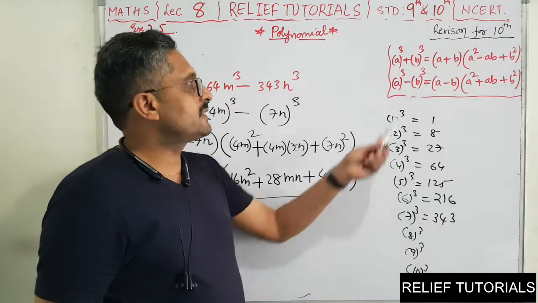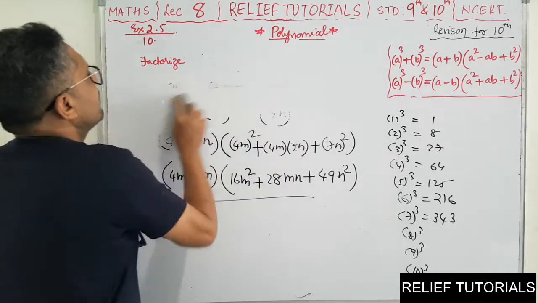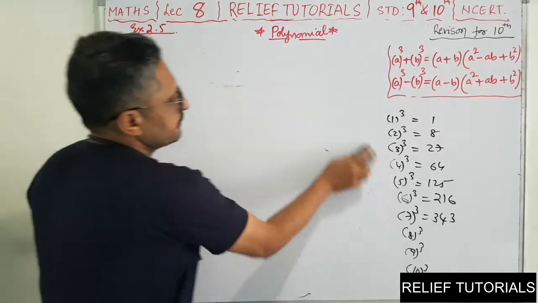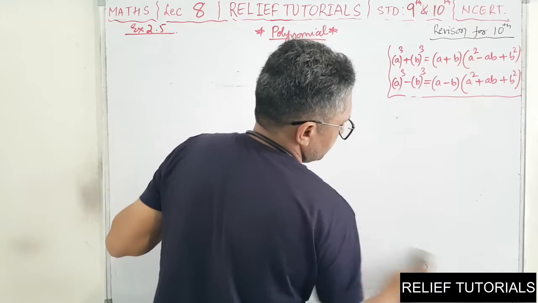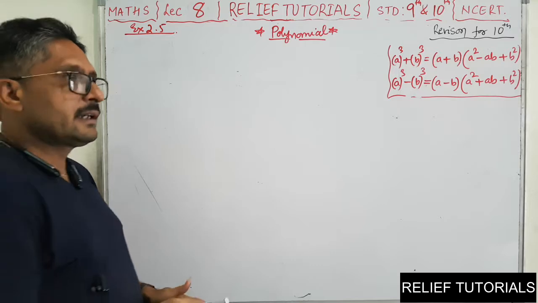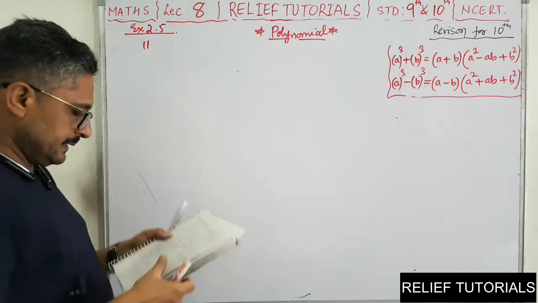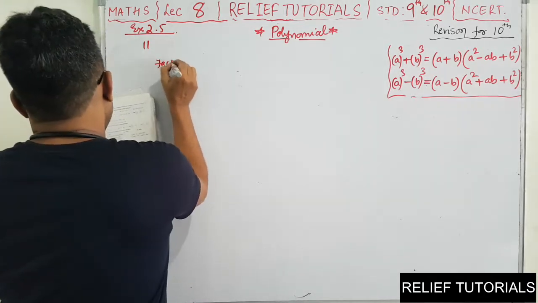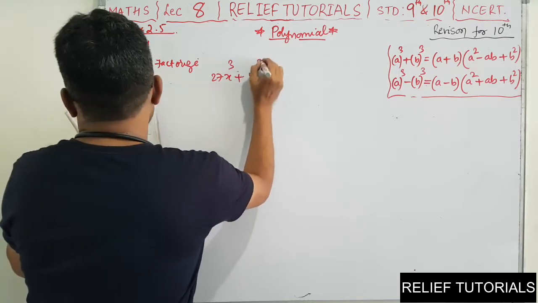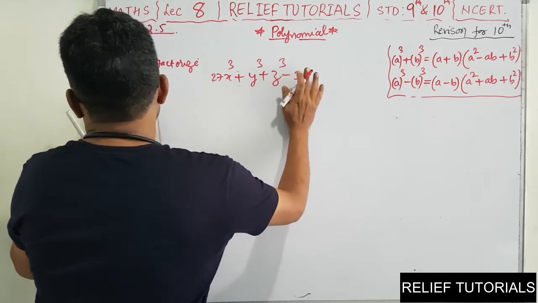So this is the application of these two identities. Clear? So we have done problem number 10. Now question number 11. See, you have to factorize 27x cube plus y cube plus z cube minus 9xyz.